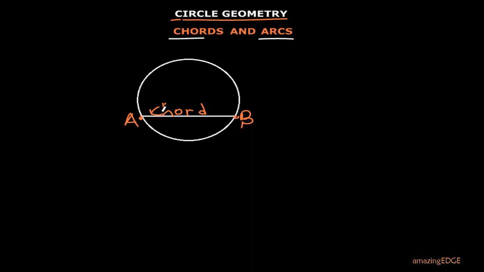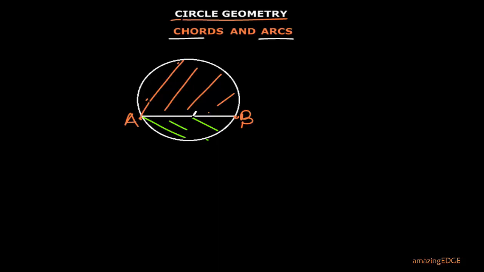The other thing we have to observe about this chord is that it divides a circle into two parts. As you can see, this line has divided this circle into two parts. So here you have the first part. As we go further in this discussion, we're going to define what we call each of these parts. So here you have another part. So it divides the circle into two parts. That's what we call a chord.